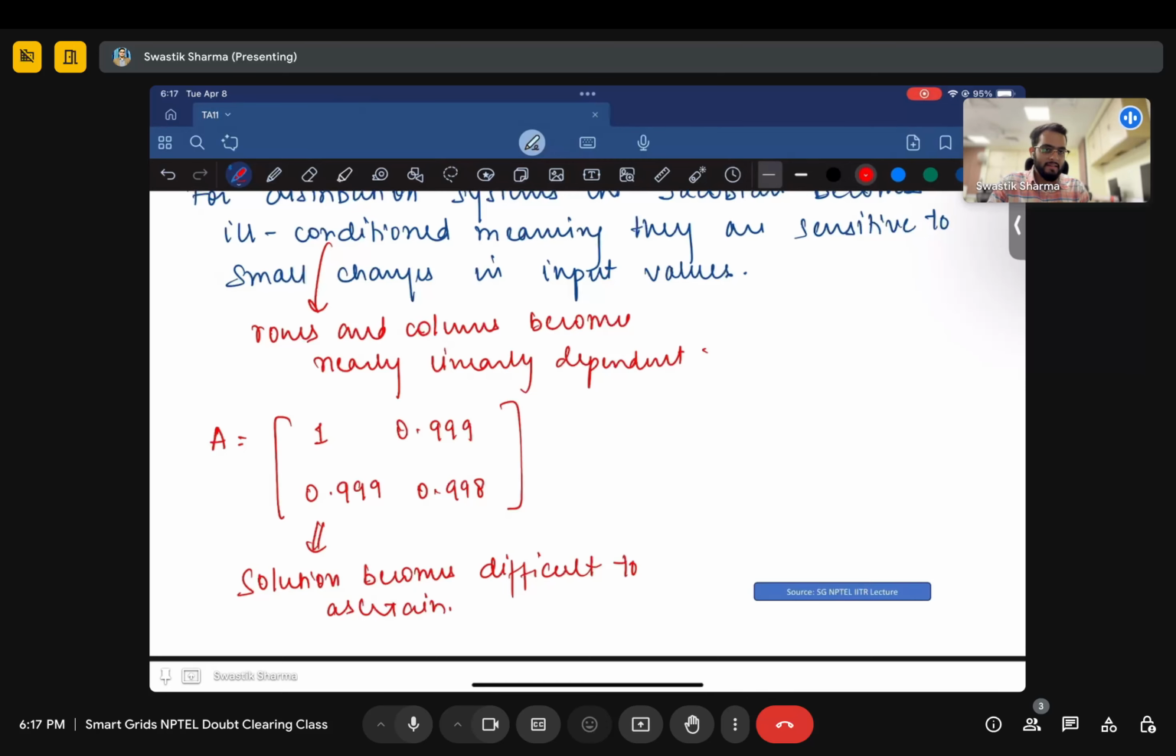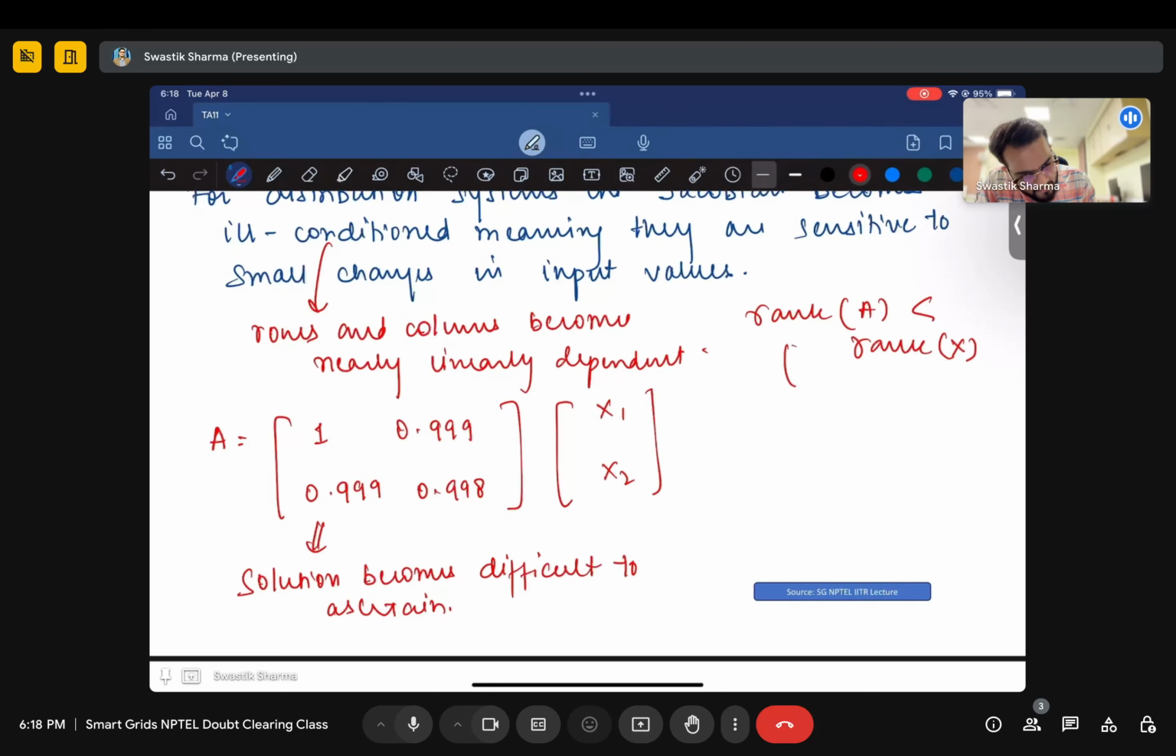And the rank of a matrix says that if the rank of A, and let's say there is X, X1 and X2, I'll just assume rank of A is less than rank of X, then you don't have a unique solution. There is redundancy in the system. There is redundancy because you have linearly dependent rows.